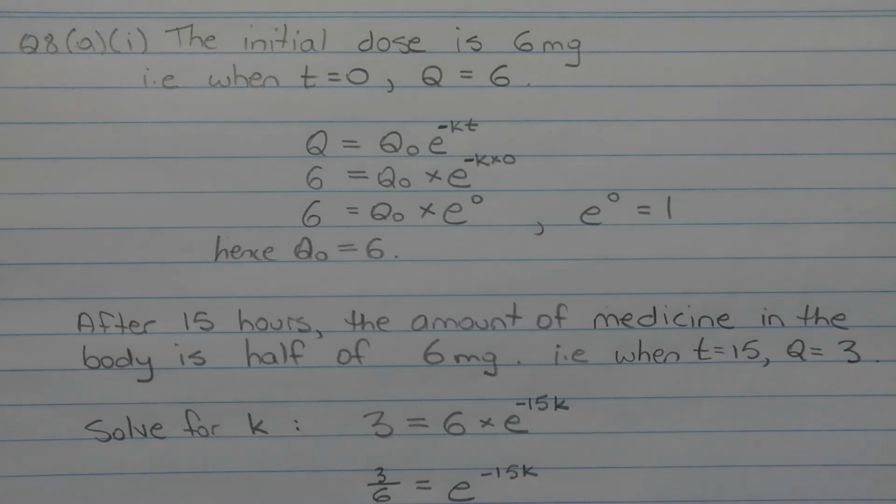The next step is to find the value of the growth constant k. Now we know that after 15 hours, the amount of medicine in the body is half of the initial dose of 6 milligrams. In other words, when t equals 15, Q is equal to 3. So substituting 15 for t and 3 for Q, noting that we have the value for Q0, which is 6, we can solve for k the equation 3 equals 6 times e to the power of negative 15k.